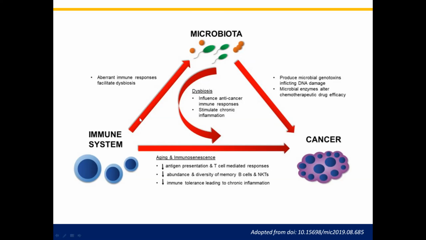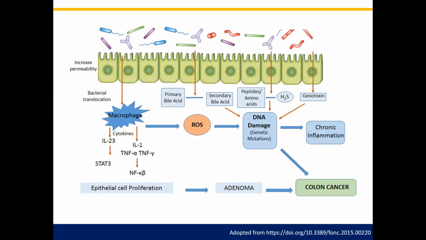And the immune system is also affected by the microbiota, which can decrease antigen presentation and T cell mediated responses, the abundance and diversity of B cells and nuclear factors, and immune tolerance, leading to chronic inflammation. So this is the interrelation between the immune system, microbiota, and the occurrence of carcinogenesis. This is an example which shows how bacteria can influence colon cancer.